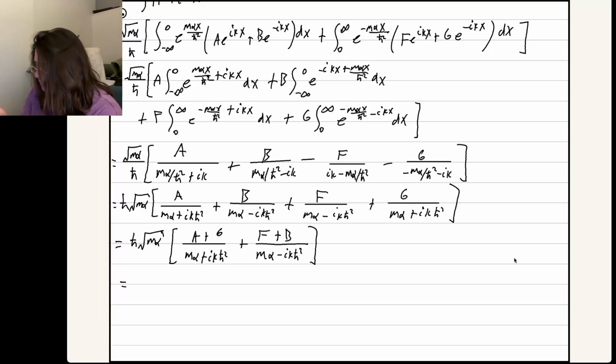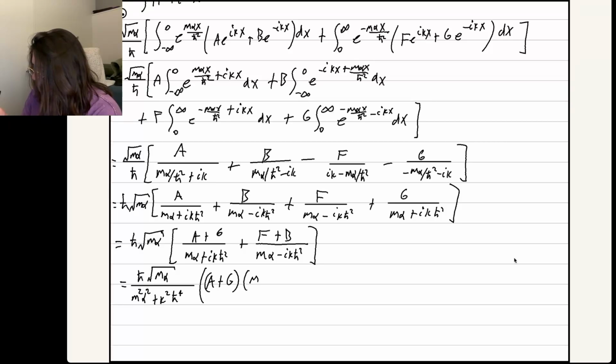We're going to make it all into one fraction. Doing a little bit of cross multiplication. You remember that from Algebra 2, right? That's going to be actually plus k squared h bar fourth. And now this is a plus g times m alpha minus I k h bar squared plus f plus b m alpha plus I k h bar squared.